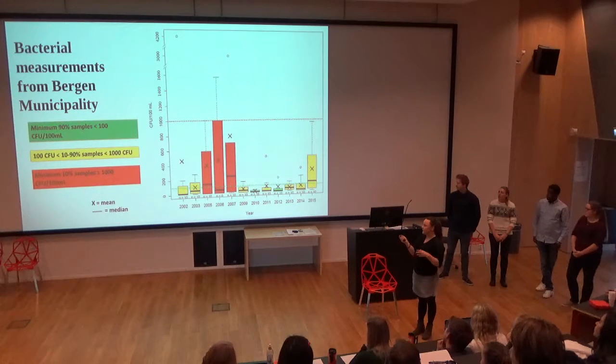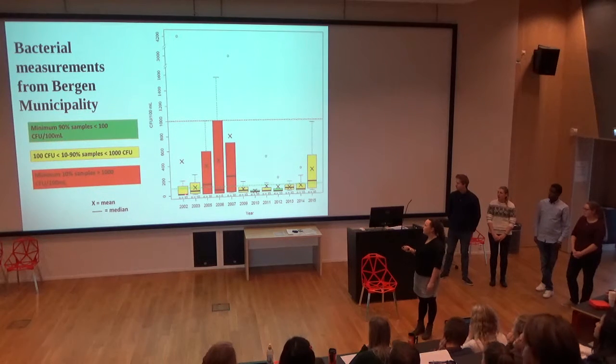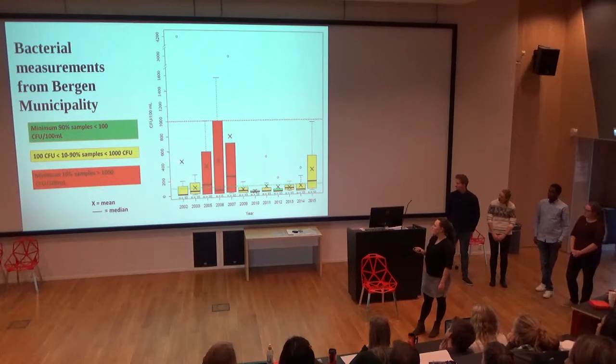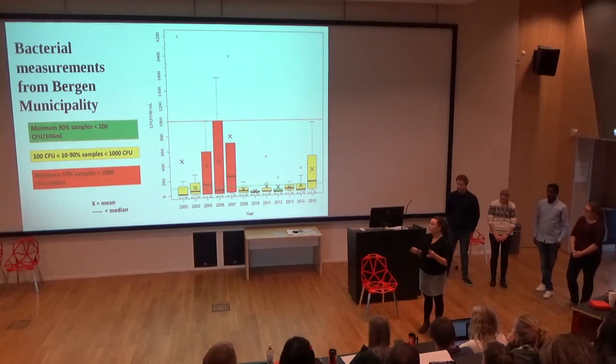And as you can see, the color here indicates the categorization done by the municipality. The X here marks the mean, and the bar marks the median. And as you can see, the mean and the median are not often within the same category given by the municipality, and there is a large variation within each year.